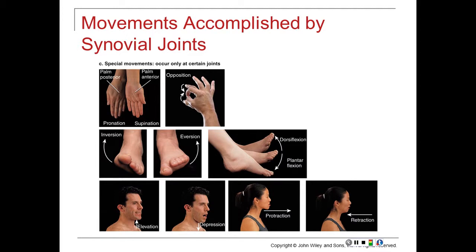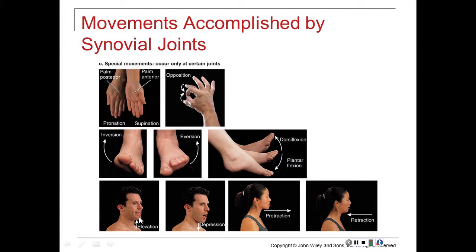Dorsiflexion is when you are pointing your toes up and back, kind of up at your head, whereas plantar flexion is pointing your toes. That's typically what we think of when you say point your toes. You're going to try to make your toes as straight as possible, and that's what plantar flexion is.